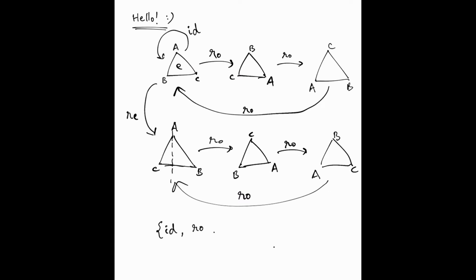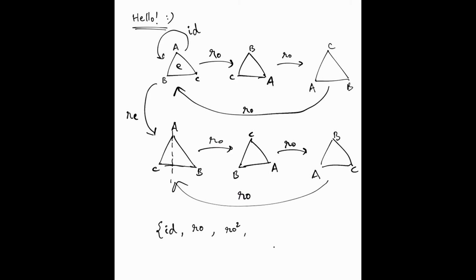Rotation applied once on the initial map. Rotation applied twice, I'm going to write as rho square. And rotation applied thrice brought me back to the original triangle, which is the same as the identity function. So I won't write rotation applied thrice as a special function.